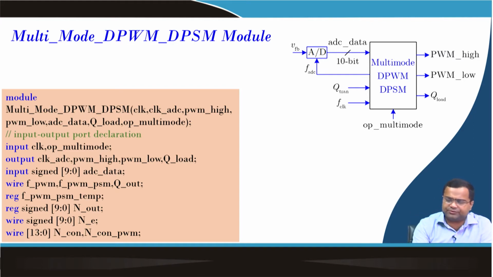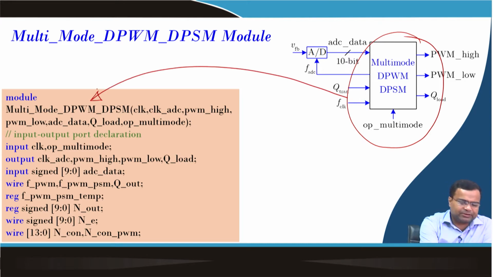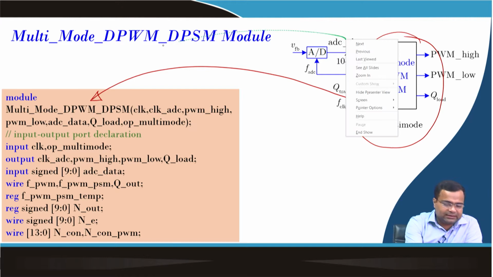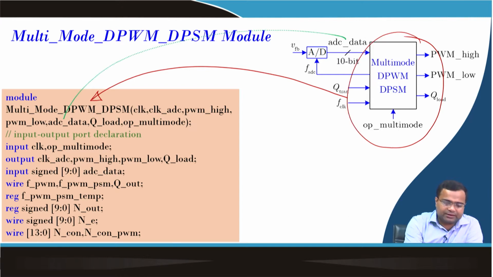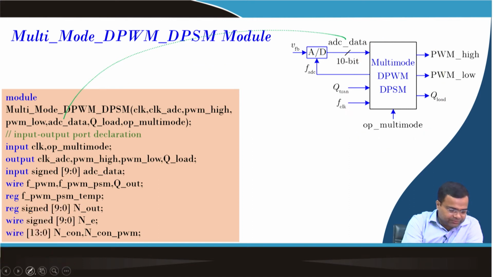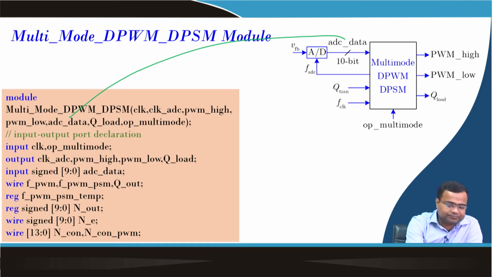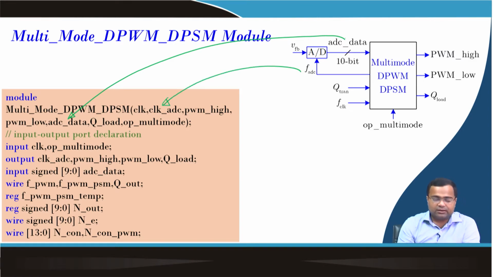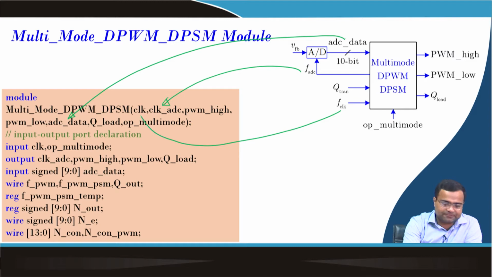Now, in this architecture we are building the main module. This is the main module, and this is the name of the main module. Now we want to map all the input output pins. This is our ADC data. Next, we want to show what the ADC clock is. So, this is the ADC clock. Then, what is the main clock? The main clock is here.